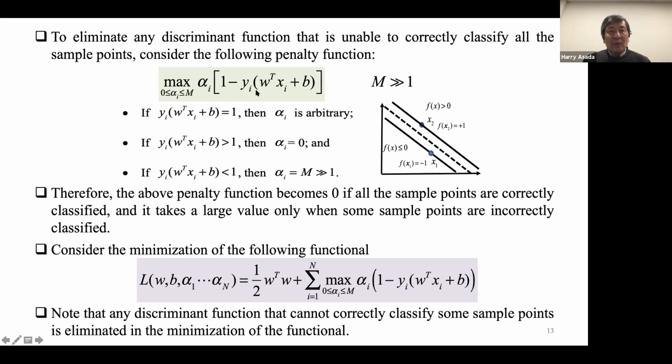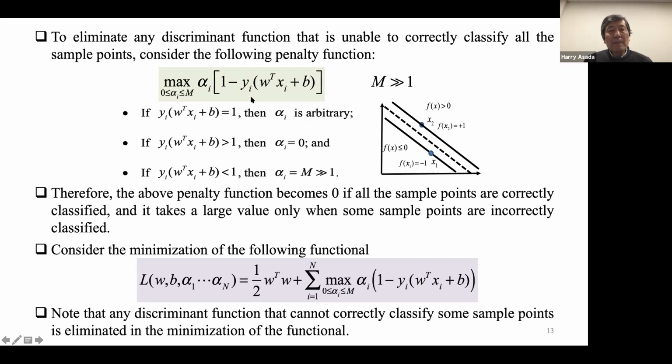We create the following penalty function to eliminate any discriminant function that is unable to correctly classify some sample points. Let's consider the following penalty function. It consists of the product of some parameter alpha i and 1 minus the discriminant function. Let's take a look at the situations. What we'd like to do is to maximize this by selecting the proper value of alpha. Now, let's consider the 3 cases.